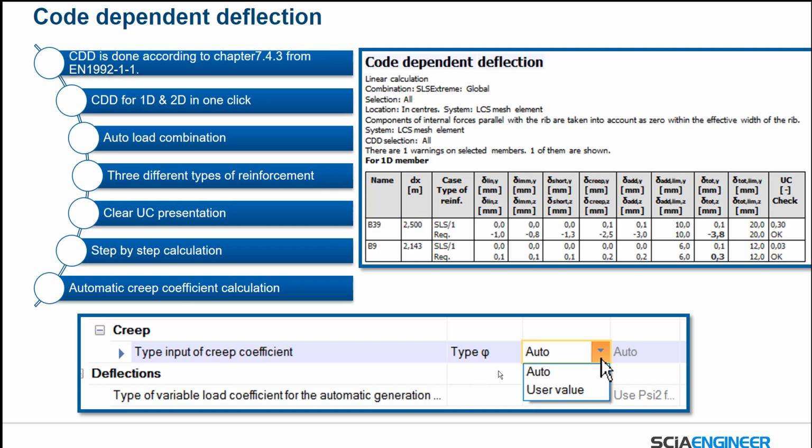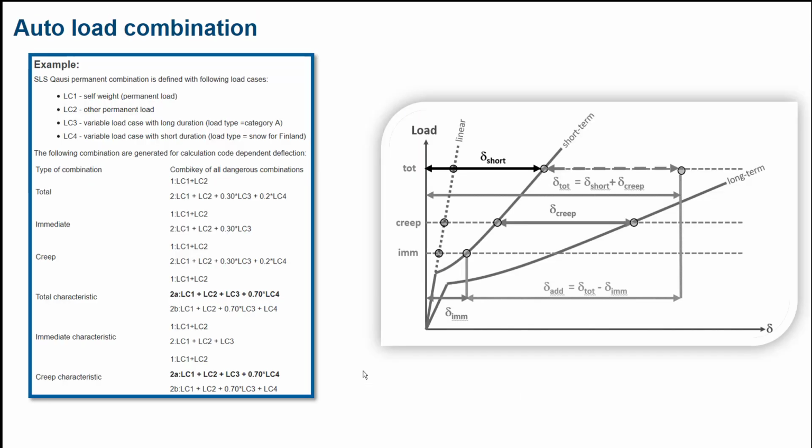Before going to SIA Engineer here, I'm trying to mention to you that the calculation of the creep coefficient in this version is also automatic, just like in the past. Maybe someone will ask how we make the load combination in SIA Engineer. In fact, what is required from you is just to define the load cases that you need in your project. Self-weight, permanent loads, and some variable loads.